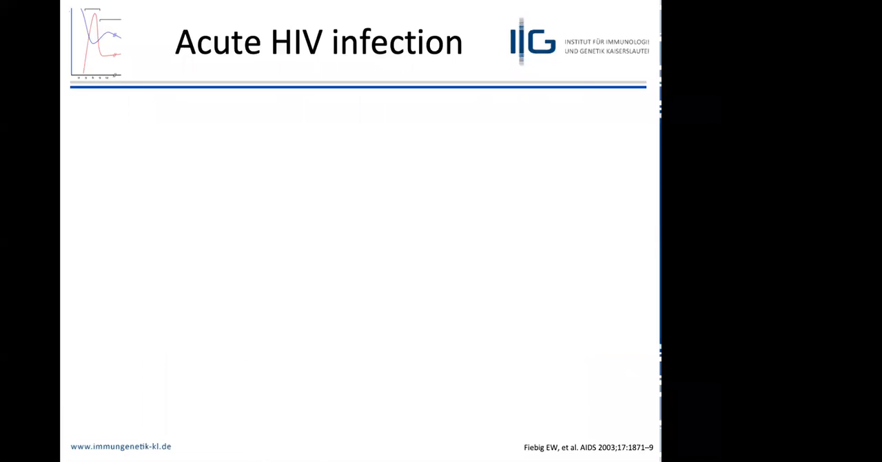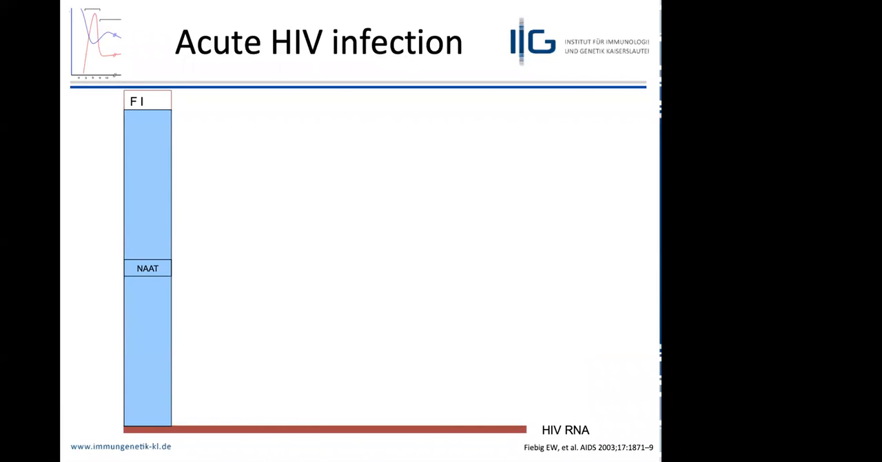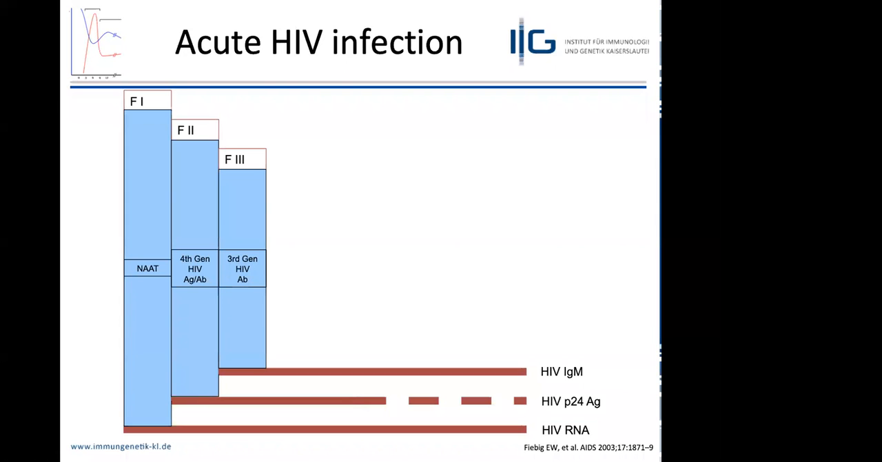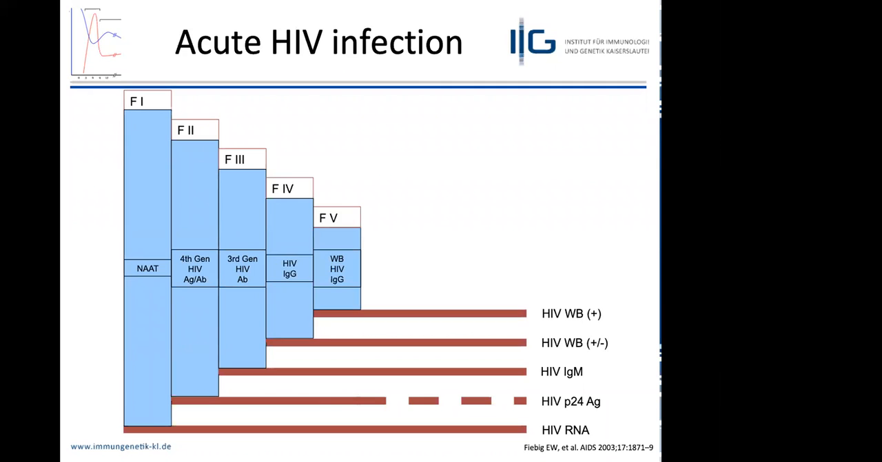And one of these aspects that we learned is acute HIV infection. In acute HIV infection, we have different phases. One phase is Fiebig 1, where we are only able to detect RNA. Fiebig 2 is detecting antigen. Fiebig 3 is detecting antibodies, especially IgM, then IgG and immunoblot positive. And during these very acute HIV infections, our test systems for testing HIV are still negative in some part.